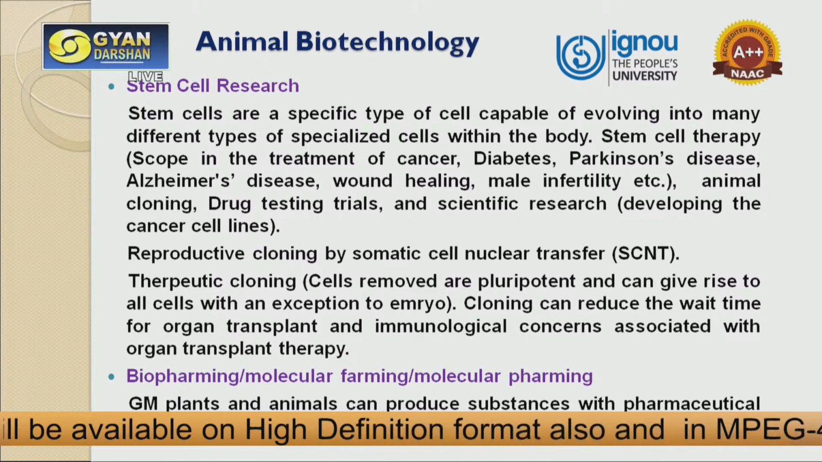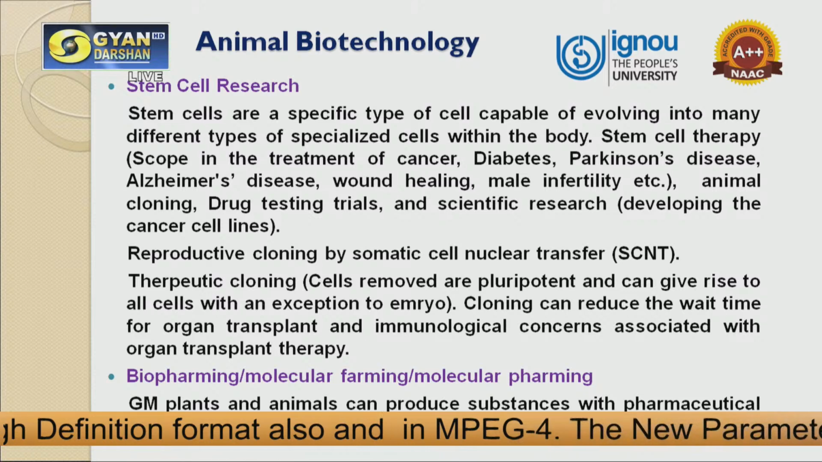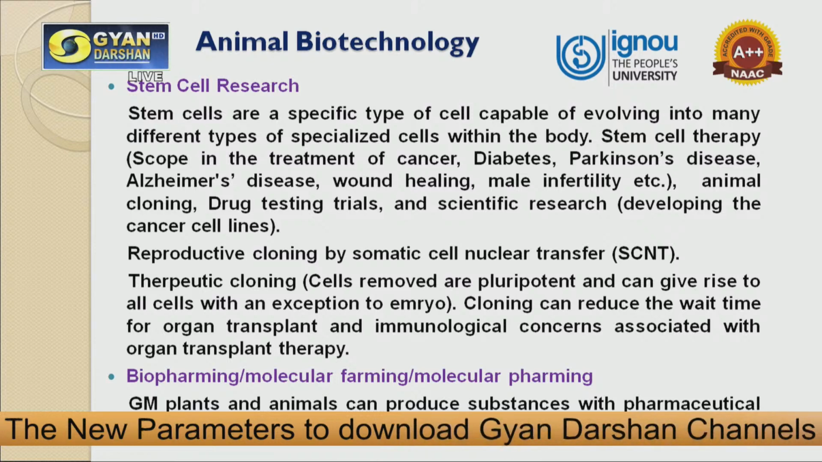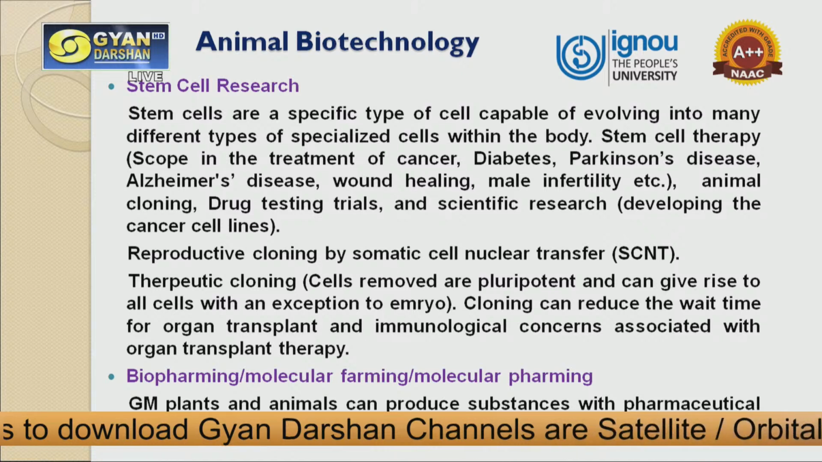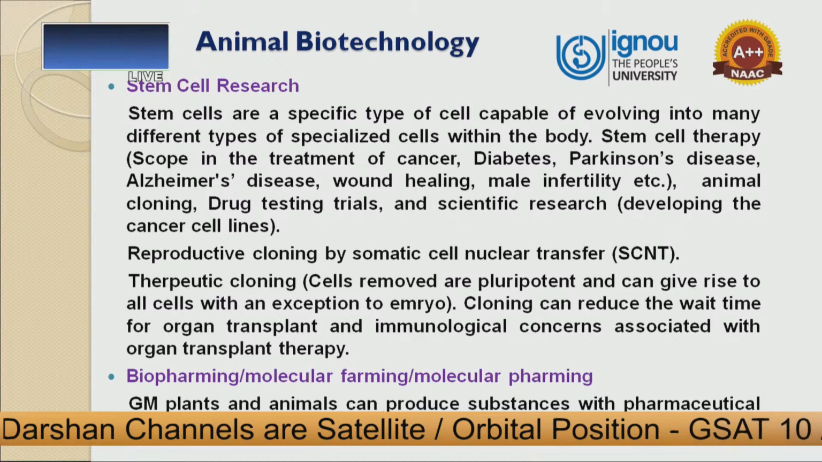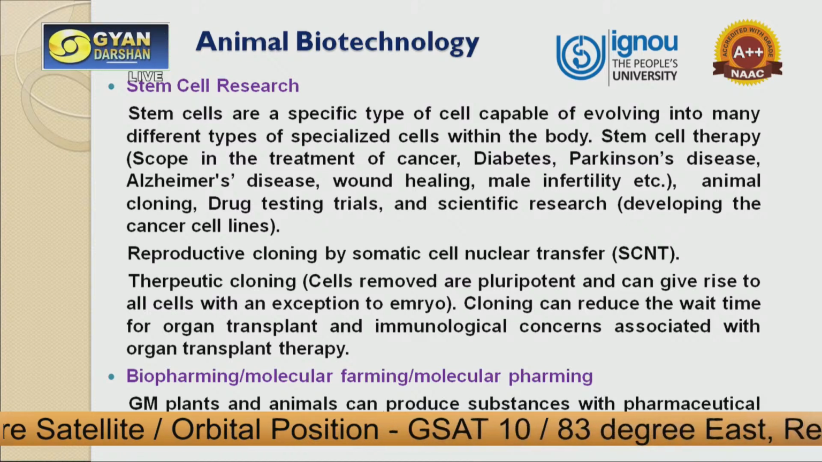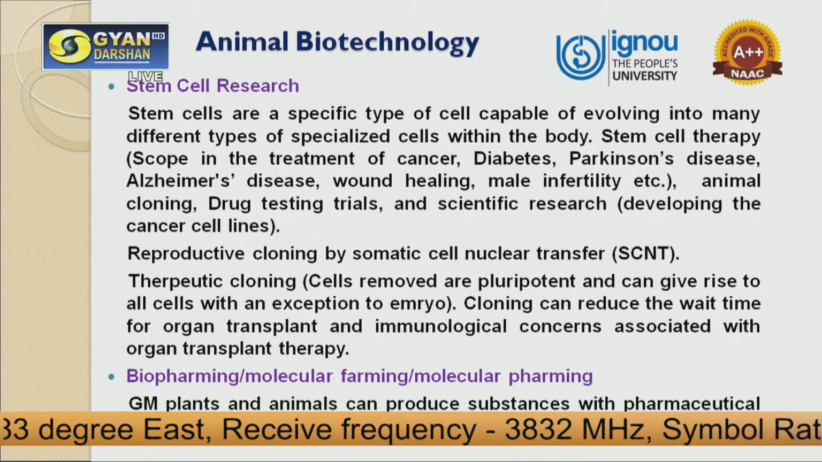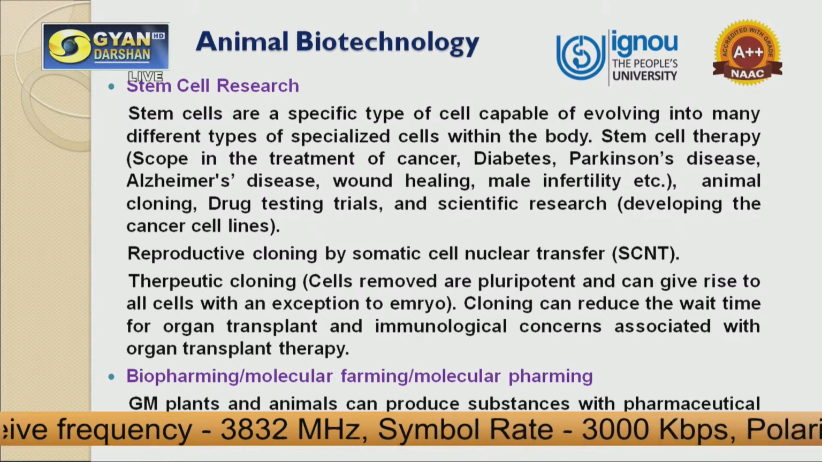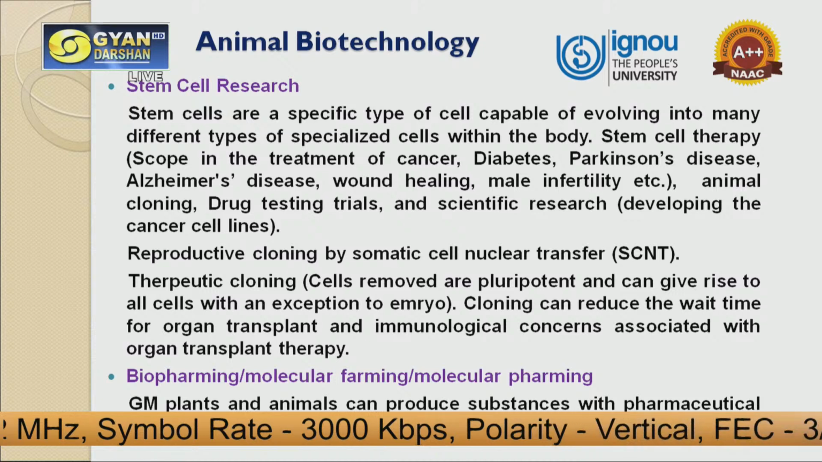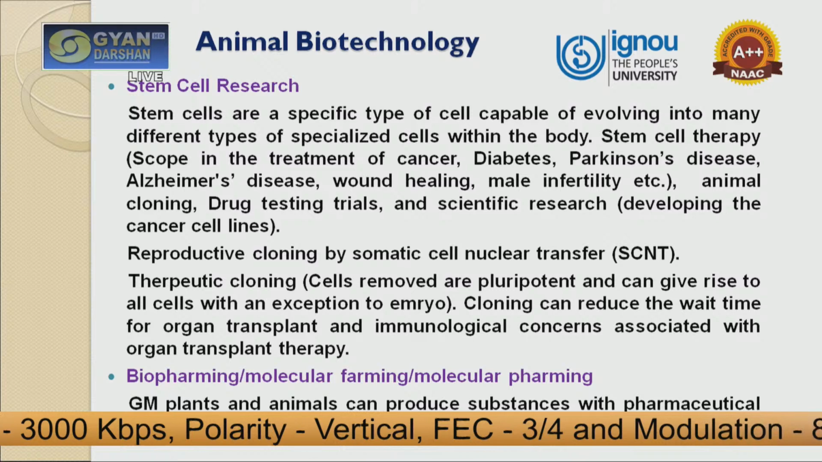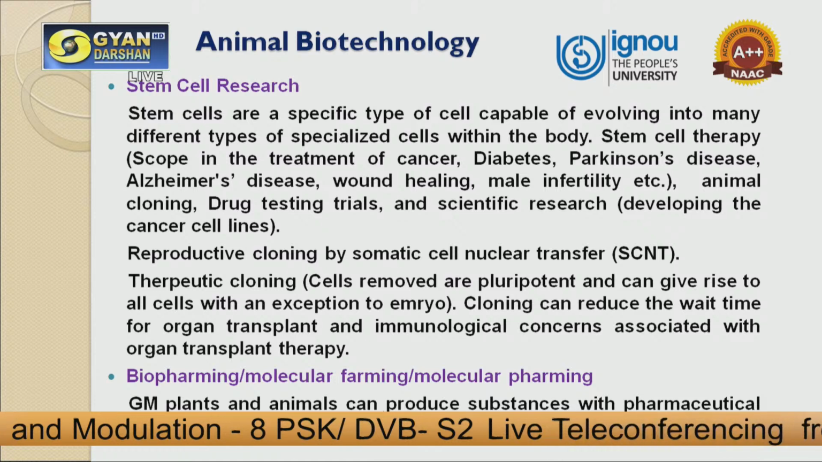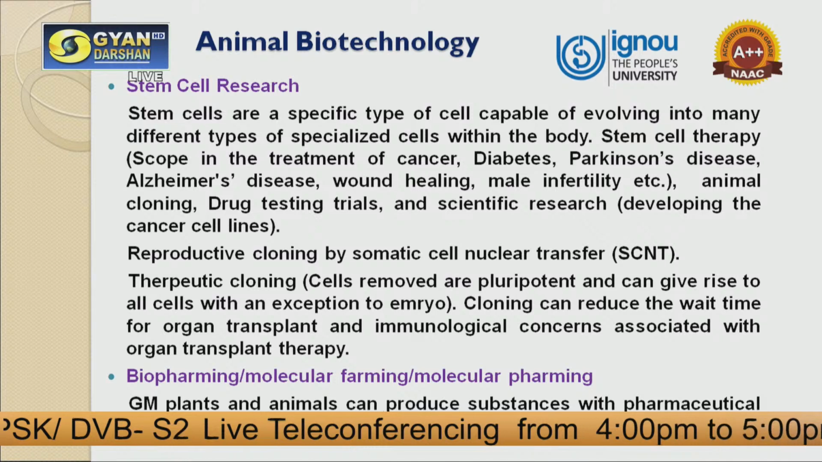So the scope of treatment using stem cells can be in diseases like diabetes, cancer, Parkinson's disease, Alzheimer's disease, even wound healing, male infertility. So it has many applications, stem cell research. In animal cloning and drug testing trials also, these stem cells can play a very important role, because science is a continuous process and it keeps on evolving. So these stem cells can also be developed into a cancer cell line where you can test different types of drugs on them and see how they are actually working before going for any type of animal or human trials.